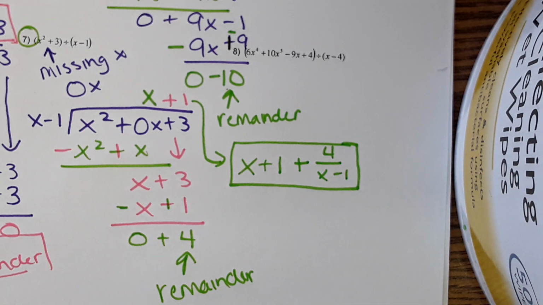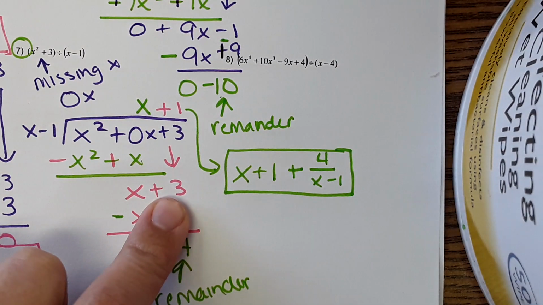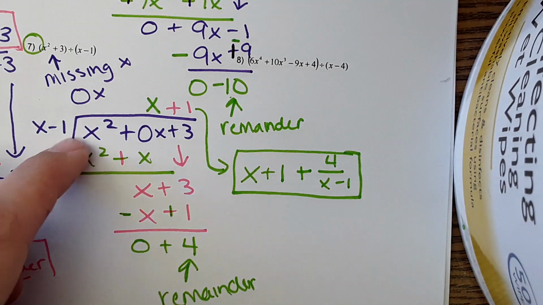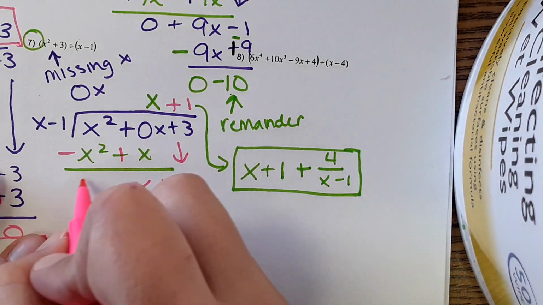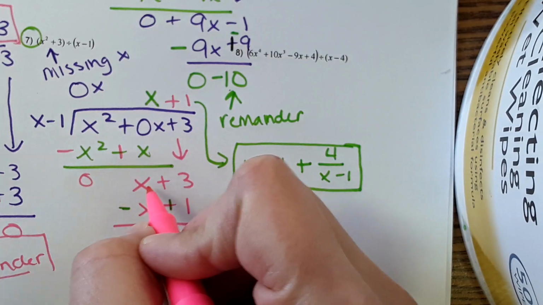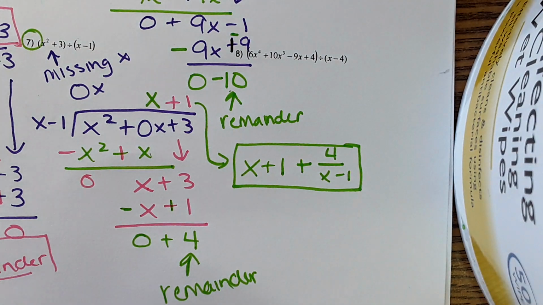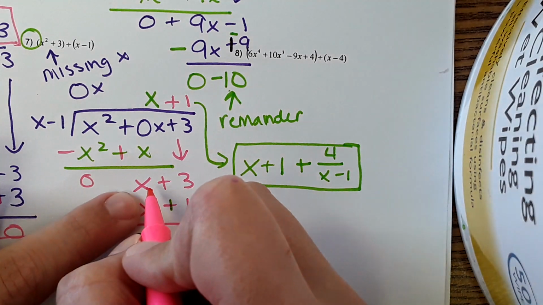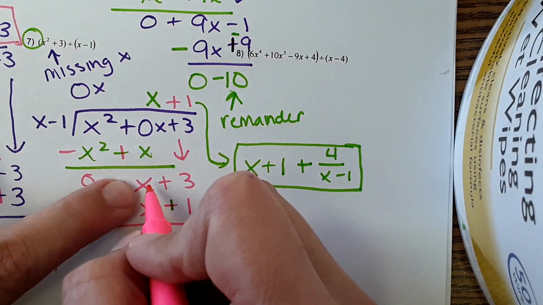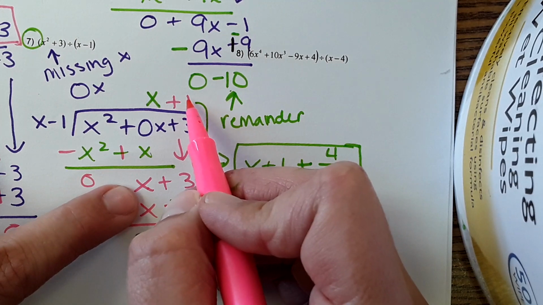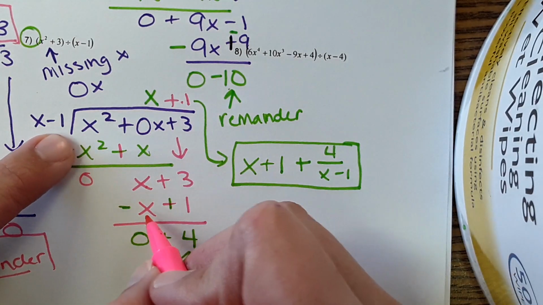How did you get the x plus 3 minus x minus 1? The x plus 3? Yeah. Well, this canceled out to give 0. Then 0x plus x would just be x. And then I just brought down the 3. What's the next part? So what would I multiply x by to get x? It's just 1. So I put 1 here, and then I multiplied this by 1 to get x minus 1.